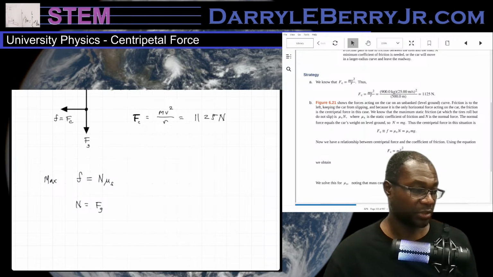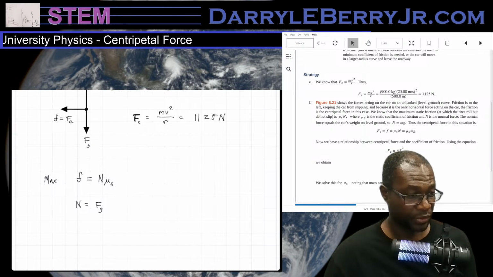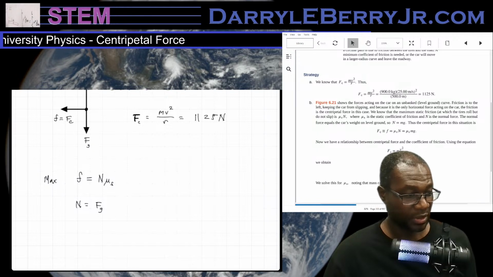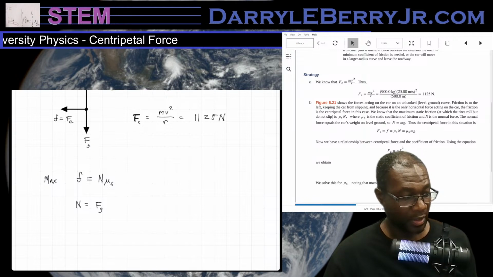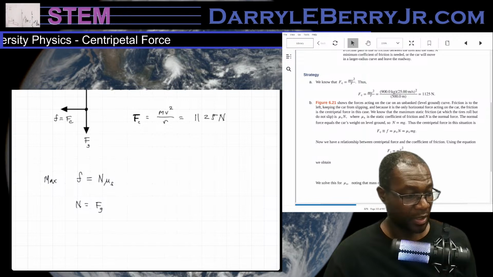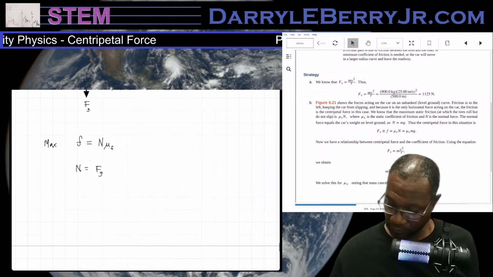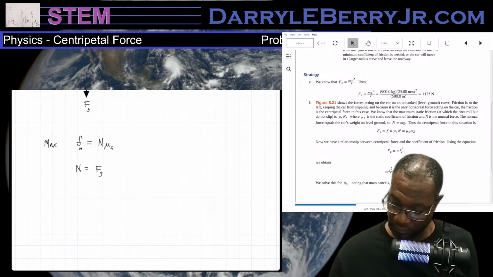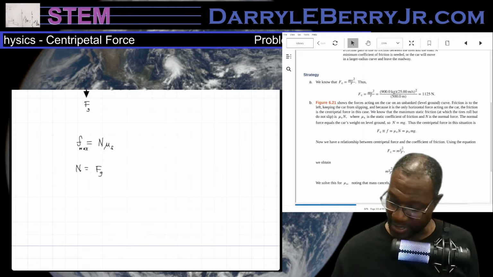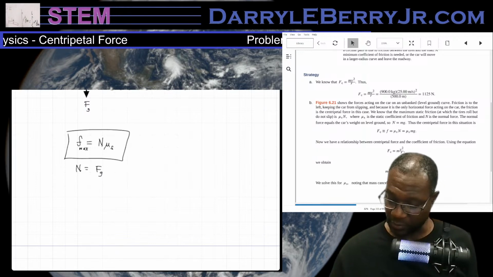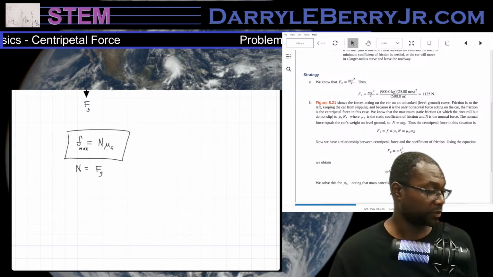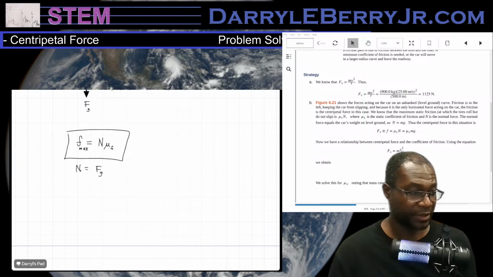Now we have a relationship between centripetal force and the coefficient of friction. Using the equation Fc equals mv squared over r, we obtain mv squared over r equals mu s mg. I'll put the max there. That is very important. But I don't know if this was on the formula sheet, so I'll check now and see.